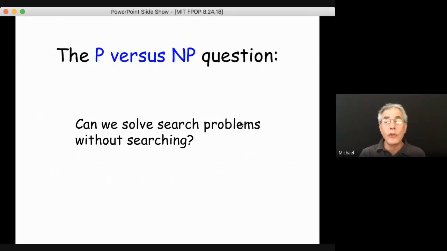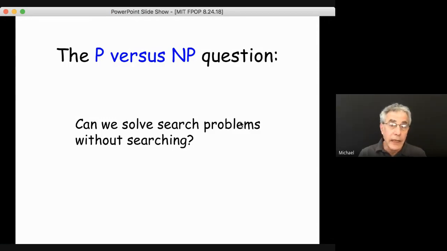We're going to call this problem of whether searching is actually necessary the P versus NP question. Informally, it asks: can we solve these problems which seem to involve searching? Can we solve them all without actually going through the search? Can we solve these apparently search problems in a more direct way, which would be faster?